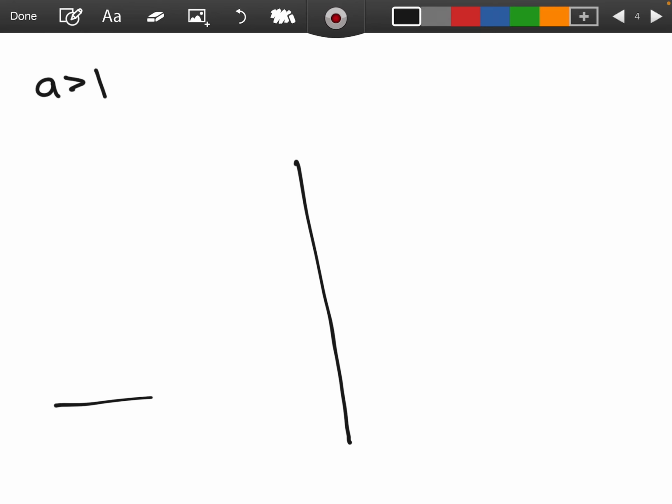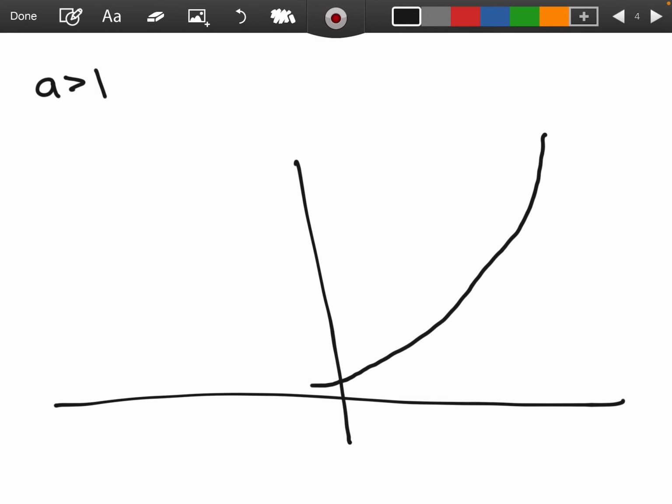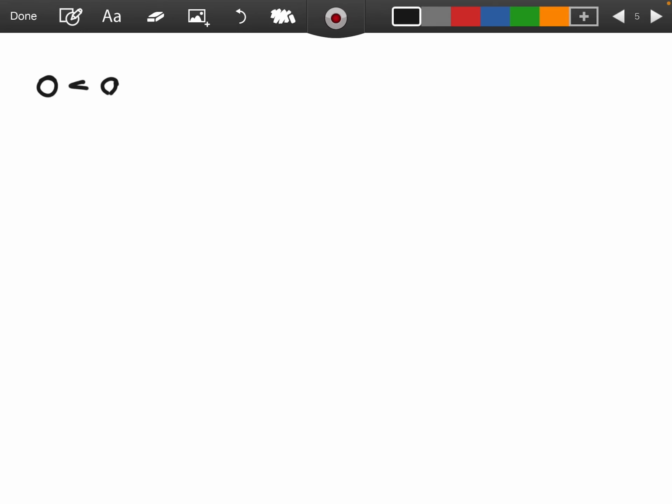Whenever a is greater than 1, it will take on that same shape, where it rises as you go from left to right, and it will go through the point 0, 1. So when a is greater than 1, that's what it looks like.